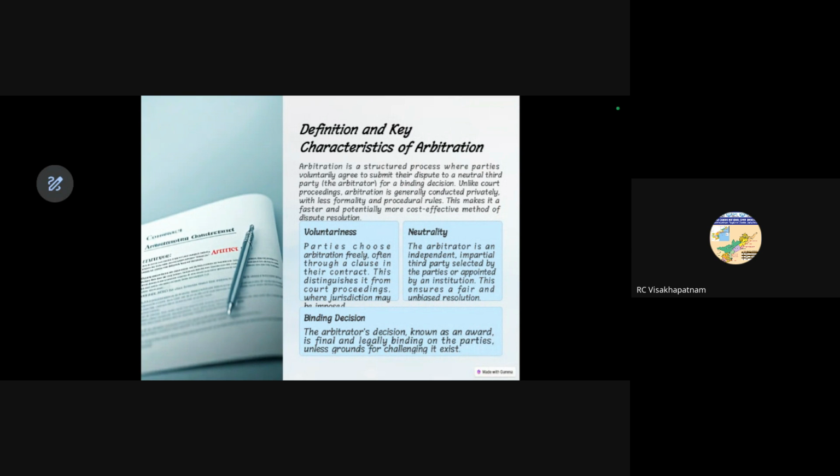What are the key characteristics of arbitration? Voluntariness: the disputed parties can go voluntarily to solve the problem through arbitration. And neutrality: the arbitrator must maintain neutrality between the disputed parties. And the binding decision: the arbitrator's decision, known as the arbitration award, is final and legally binding on the parties unless grounds for challenging it exist.